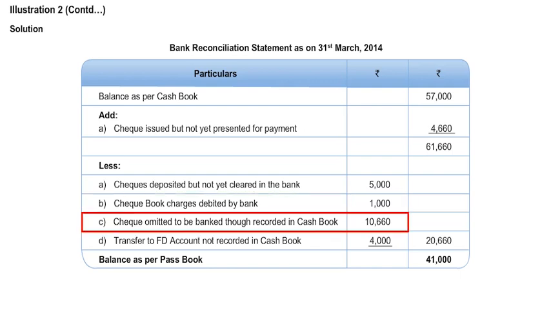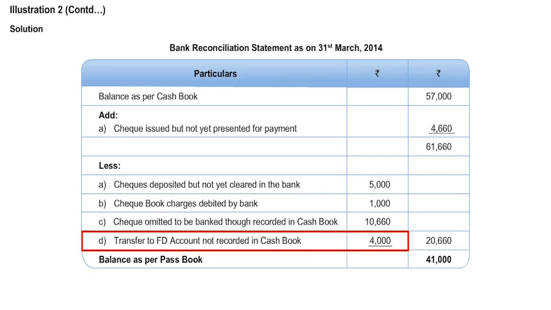It was found that a check of 10,660 which was debited in the cash book was omitted to be banked. What it means is that we had received the check worth rupees 10,660 and it was debited in the cash book. That means in the cash book the balance has increased, but it was omitted to be banked. That means in the passbook the entry has not yet come. Therefore, your passbook balance is lower as compared to your cash book balance. So less 10,660: check omitted to be banked though recorded in cash book.